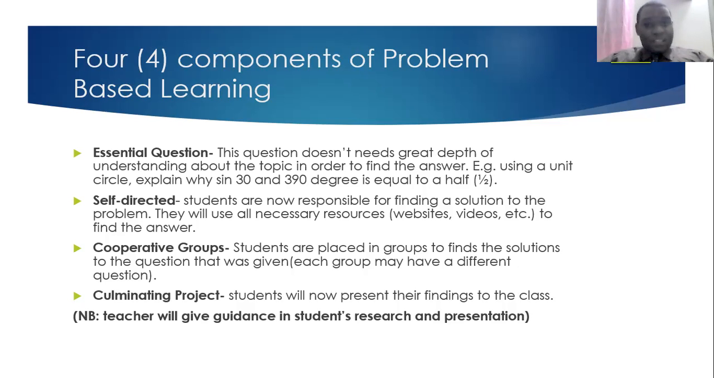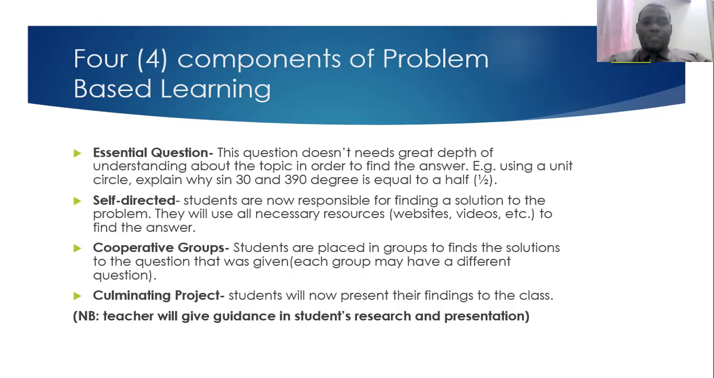What will happen next? The students will have to go and search, because they have something in their mind bothering them. What is this question all about? Why is sine 30, which is a small number in comparison to sine 90, equal to a half? So now we get to move on to the second phase, which is self-directed.